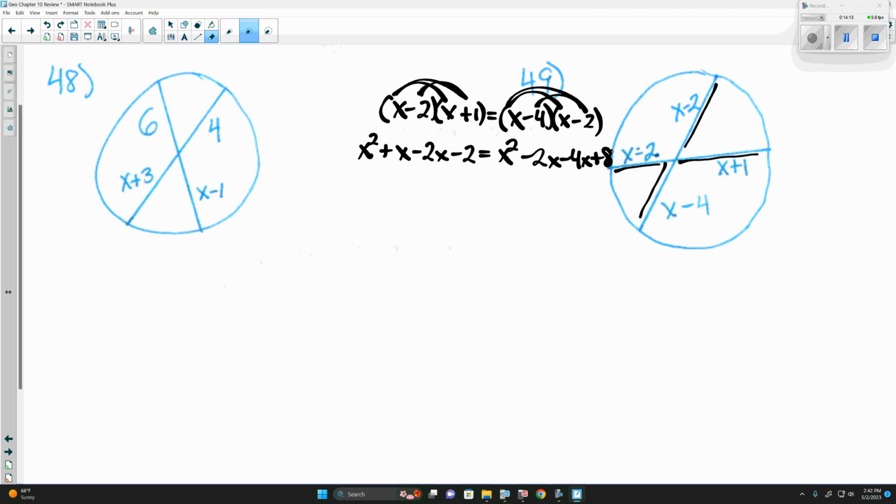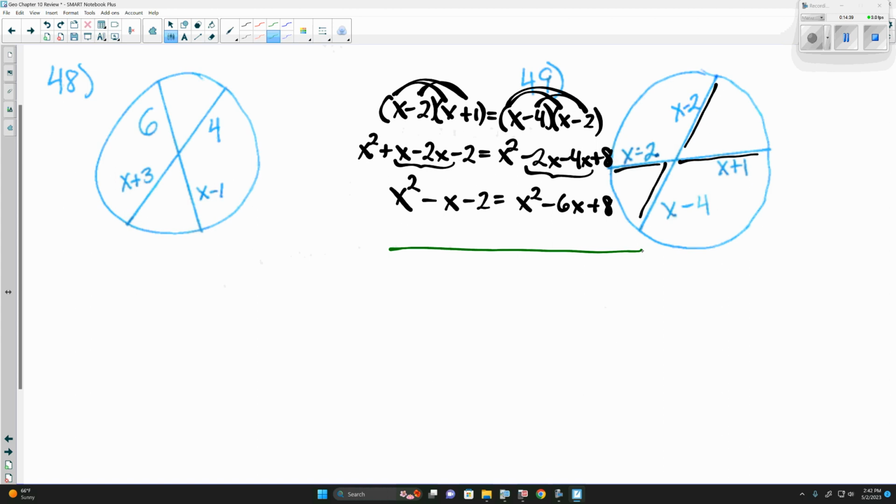Now at this point, we can combine like terms. So on the left-hand side, we will have x squared, but our x minus 2x is negative x, minus 2. Just like the left-hand side, x squared is the only term with x squared, so we have negative 4x minus 2x is negative 6x plus 8. Any questions on how we got to this point?